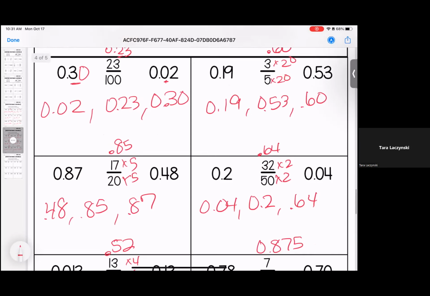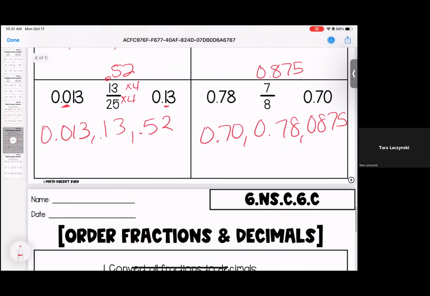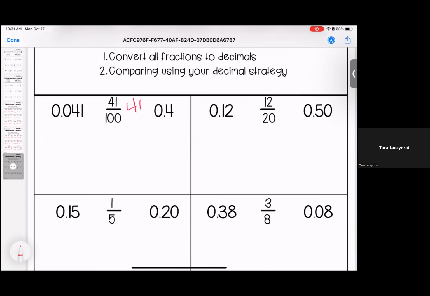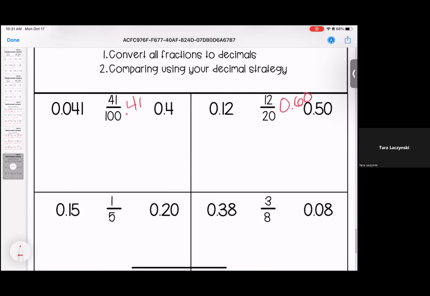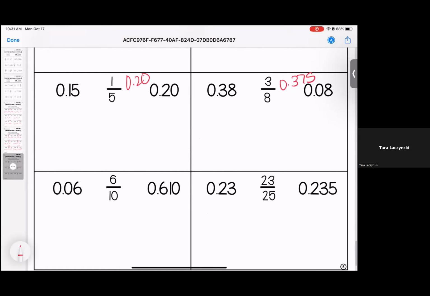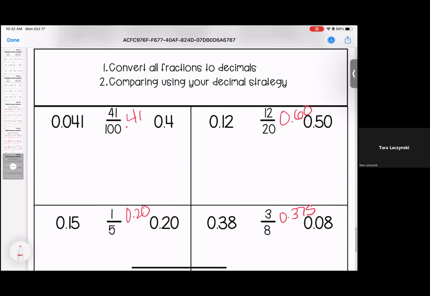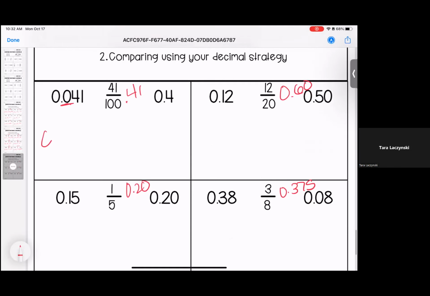We have one more. Make sure they are all decimals. So 4100ths. I can multiply 20 by 5 to get 6000ths. 1/5 would be 2000ths. 3/8 would be 375 thousandths. 6/10, and we can multiply that by 4 to get 9200ths. All right, watch these zeros.